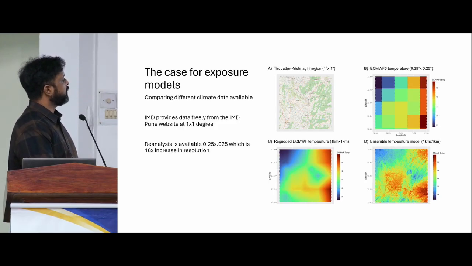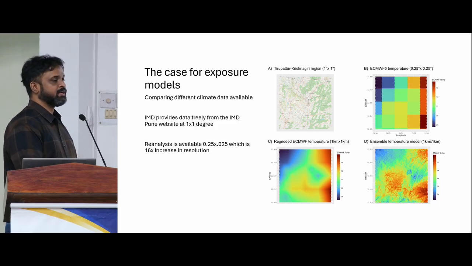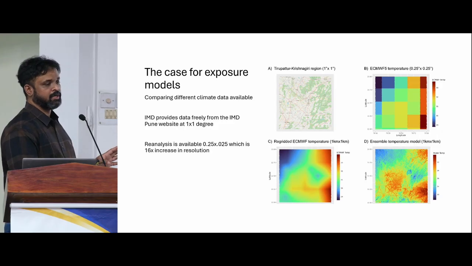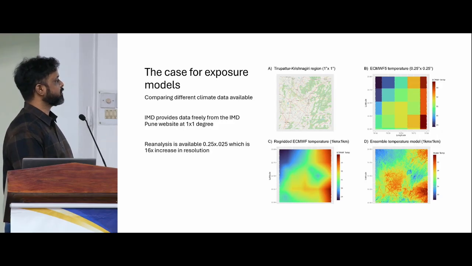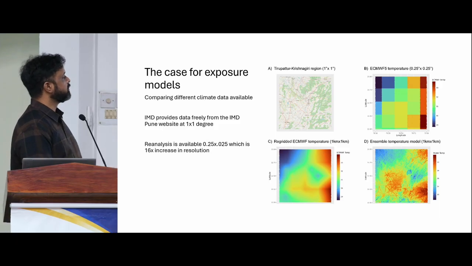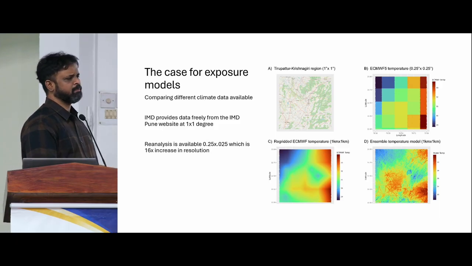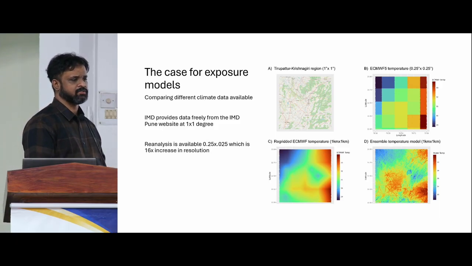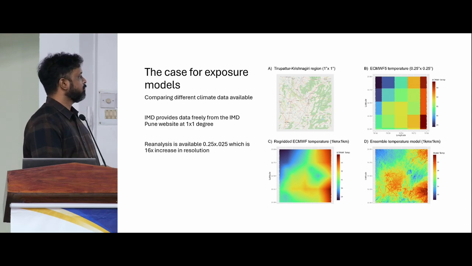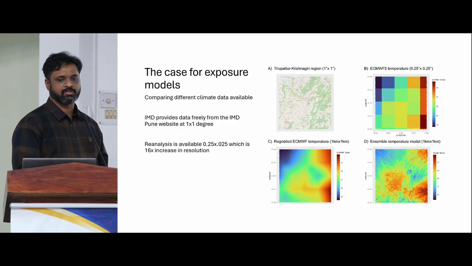So this is 1 degree by 1 degree in the Krishnagiri Tirupattur area. IMD provides free of cost 1 degree by 1 degree temperature information for this entire region. So this entire region will return, I think in IMD, something like 28 degrees. Now if your study area has all of the participants in this one particular area, they've all got the same exposure.